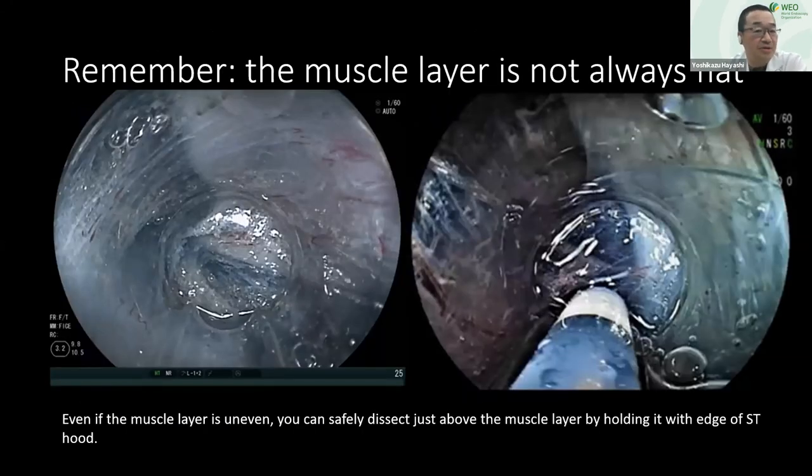Please remember, notice the muscle layer is not always flat. Even if the muscle layer is uneven, you can safely dissect just above the muscle layer by holding it with the edge of the acetate hook.